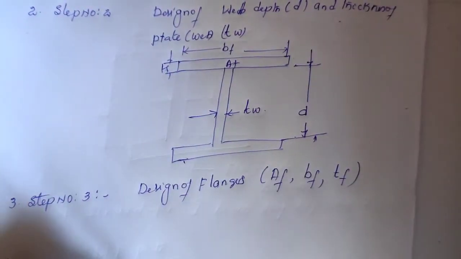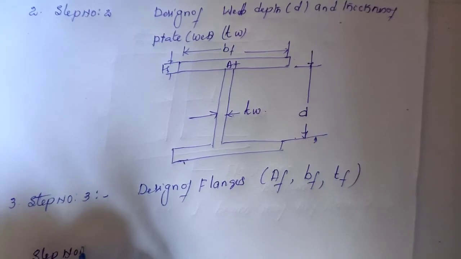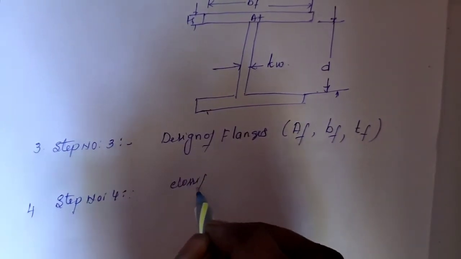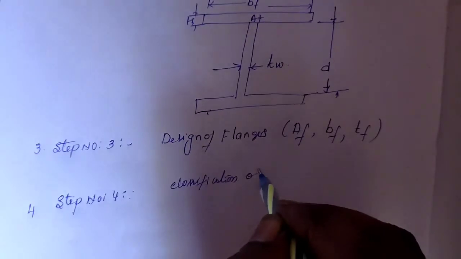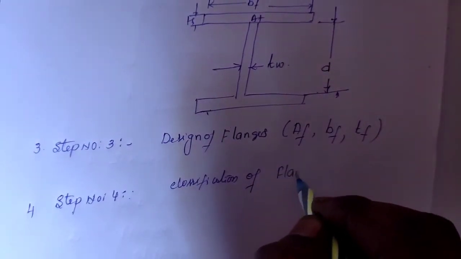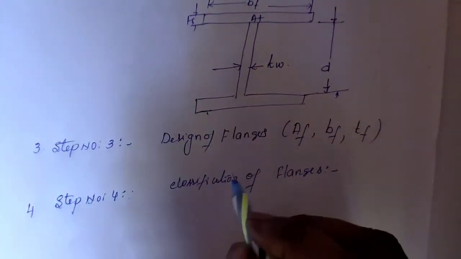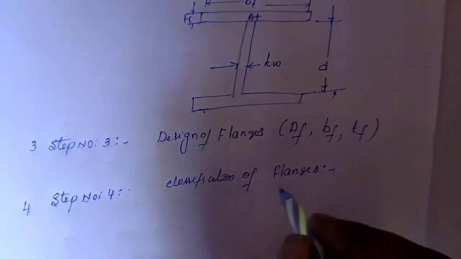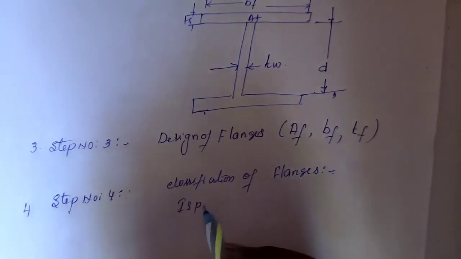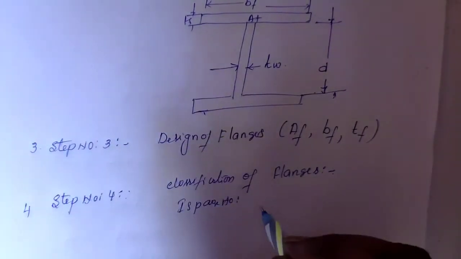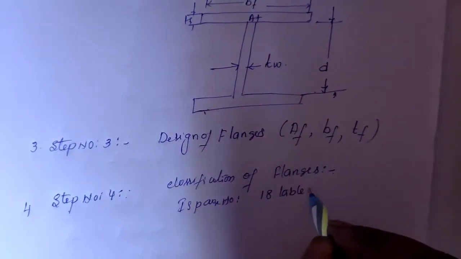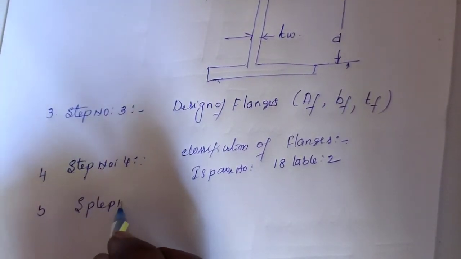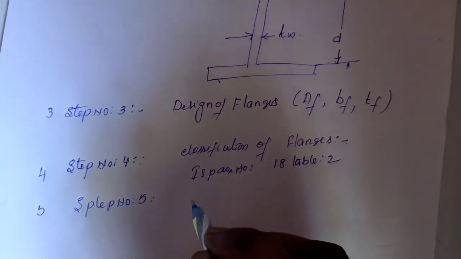Therefore, step number four: the classification of flanges. Plastic section, compact section, semi-compact section. IS page number 18, table number 2. Next, step number 5: check for moment capacity.